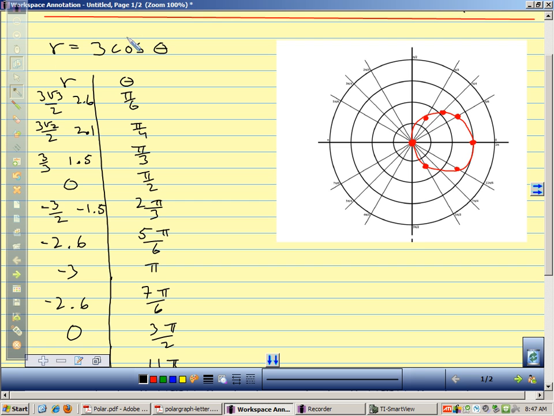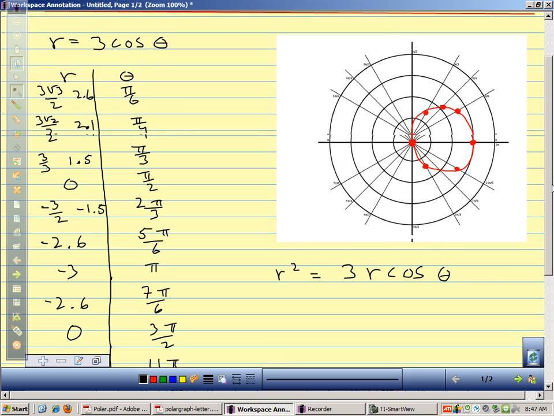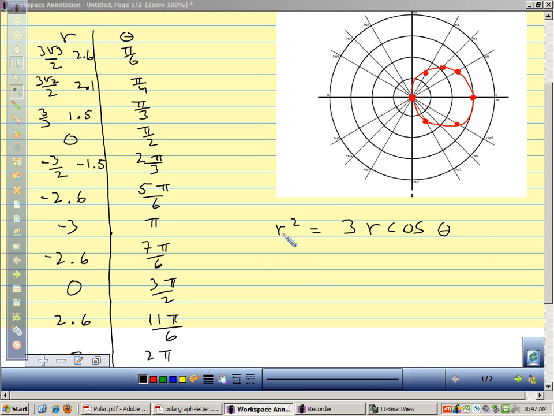Just really quickly, I want to look at converting this to rectangular coordinates. We did a similar example on Friday. What we did was multiply both sides by r, because we know that r cosine theta is x. So if I multiply both sides by r, I get r squared equals 3r cosine theta. And r squared is x squared plus y squared equals 3x.